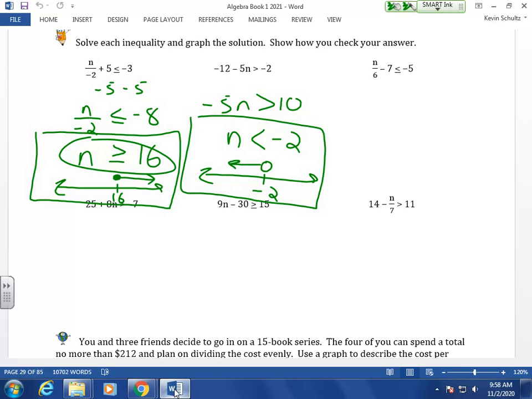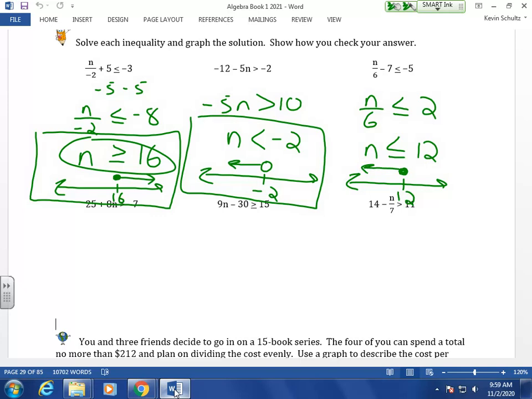The next one, add 7 to both sides is going to be our first step. So we get n divided by 6 is less than or equal to 2. Do we flip our sign here? We do not. We are multiplying by a +6. So we get n is less than or equal to 12, which on our graph is a closed circle at 12 going to the left.